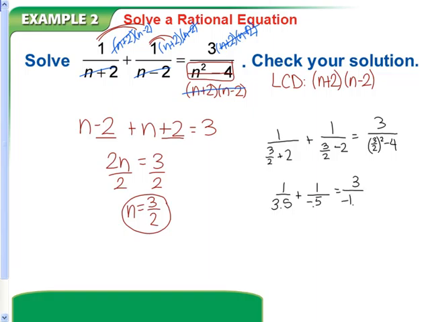is negative 1.75. Now I'm going to just do this part in the calculator. 1 divided by 3.5 plus 1 divided by negative 0.5. And that gives me, that I might want to change back to a fraction, negative 12/7. Let's check the other side. 3 divided by negative 1.75. Yep, again, it is negative 12/7. So that is the correct answer.